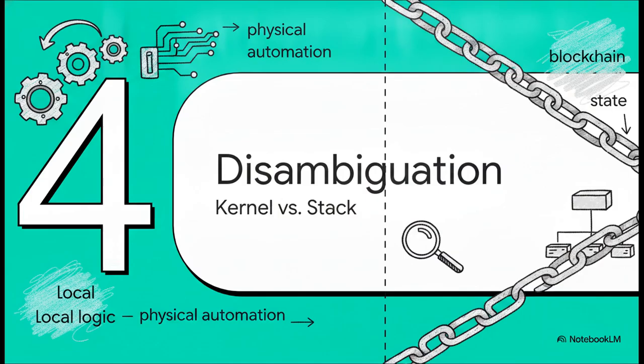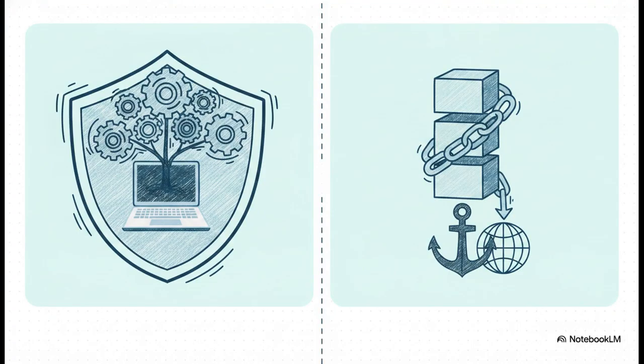Section 4, disambiguation, kernel versus stack. And this brilliantly illustrates the exact difference. Let's put these side by side. On the left, we've got SeedTreeDB. It's a local HTML and Node.js environment, utilizing the syn function to actively evaluate logic.